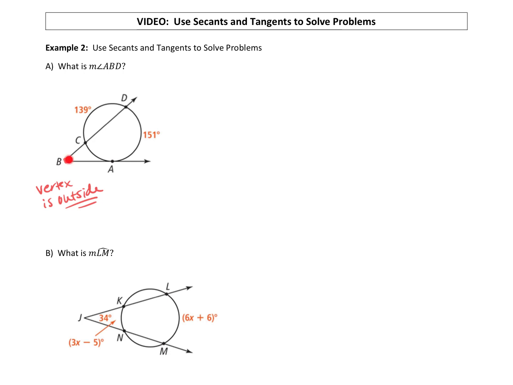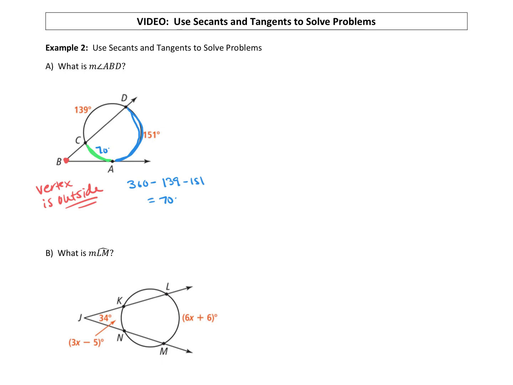This is a secant tangent, so it's an angle formed by a secant and a tangent. We need the inner arc, which I can see we don't know what that is. We also need the outer arc, DA, but I think we have enough information to find arc CA. So arc CA, we'll just take our 360, subtract out the arcs we know, 139, subtract out 151, and we are getting 70 degrees for arc CA.